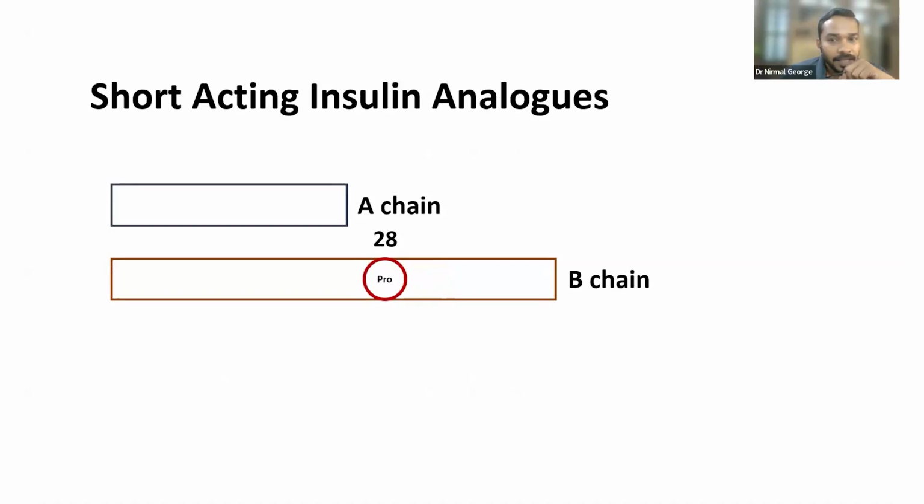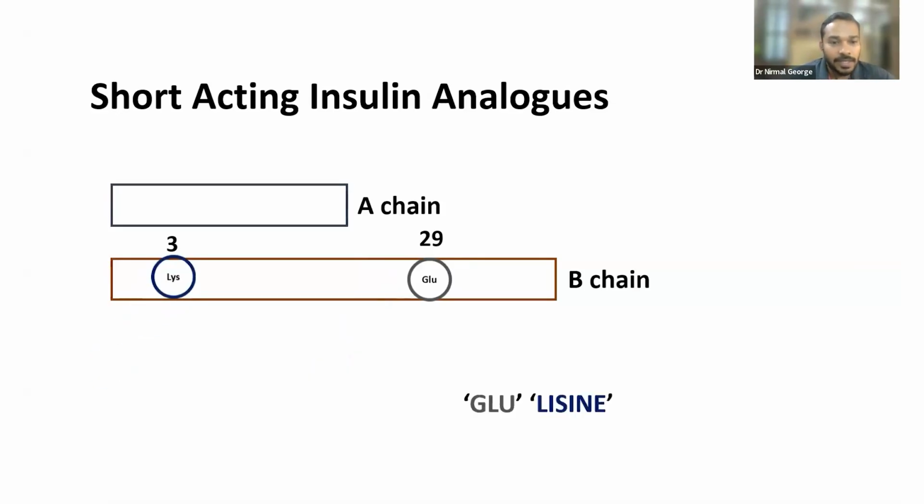And in the B chain, the 28th amino acid is proline. If you replace it with aspartic acid, you'll get insulin aspart. And in the 29th position, there is a lysine. If you replace that with glutamic acid, and in the third position of the B chain, where we have aspartic acid, if you replace it with lysine, you get insulin glulisine. Since the newly introduced amino acids are glutamic acid and lysine, you get insulin glulisine.